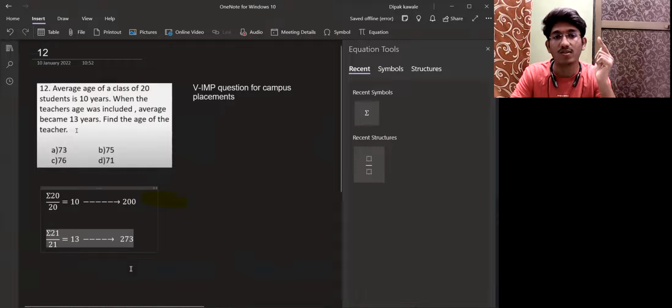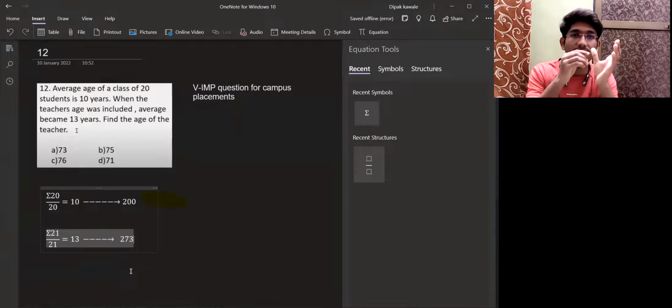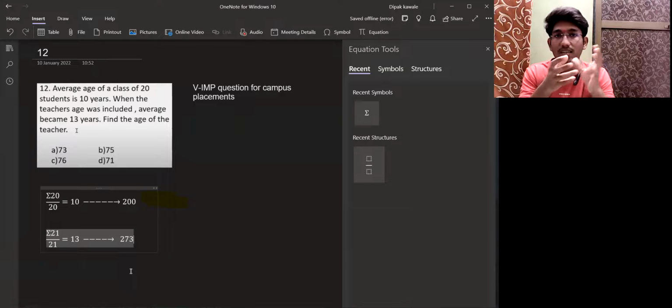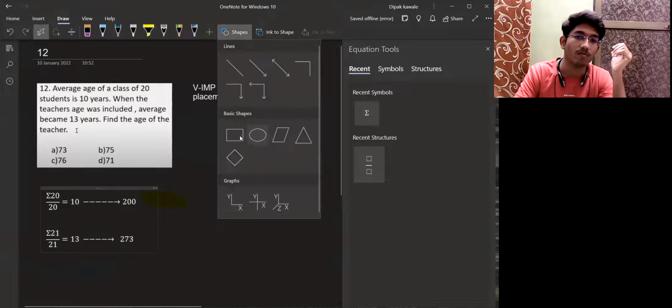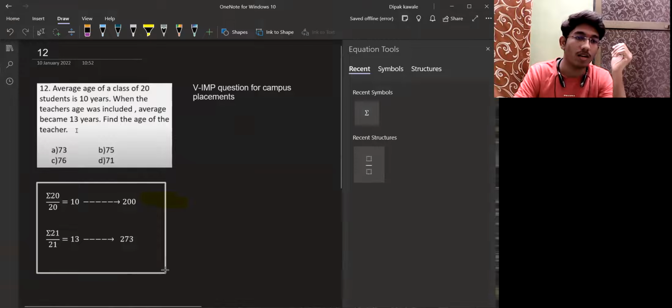A first standard student can solve this problem. Teacher's age is now 73 because 273 minus 200. Before adding and after adding, take the difference and you will get the teacher's age. But we want to solve this problem in 5 seconds. Correct. So this was our first, or naive, approach. This is our naive approach.